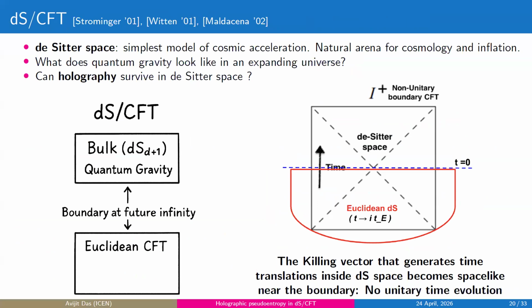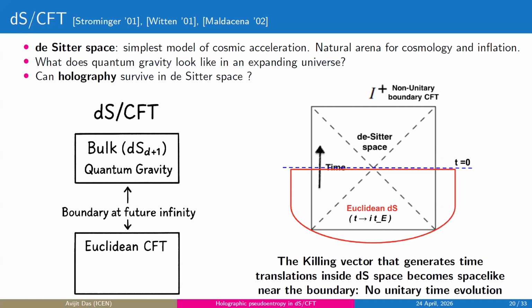So we know that our universe is expanding and it is a cosmological universe. The simplest example of a cosmological expanding universe is de Sitter space. But we still don't know what the quantum gravitational aspect of this de Sitter space is, or let's say how holography works in this universe.